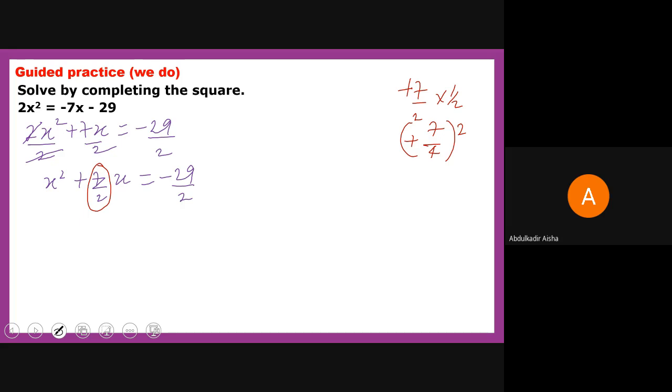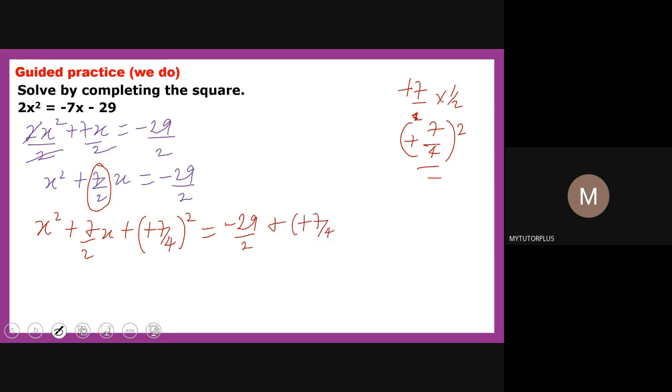Yes. So from this now, we will add this one to both sides of the equation. So that will turn to, we have x squared plus 7 over 2x plus open bracket plus 7 over 4 all into bracket square equals, at the right hand side, I'm going to have minus 29 over 2 plus open bracket plus 7 over 4 all into bracket square. Is it clear to that level, please?